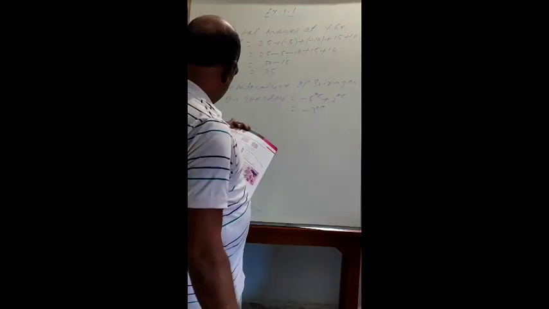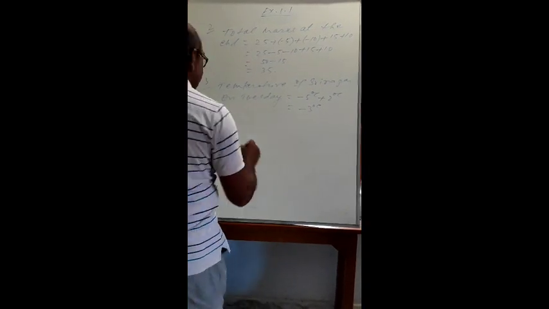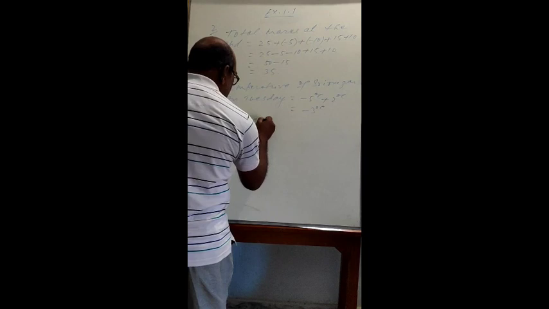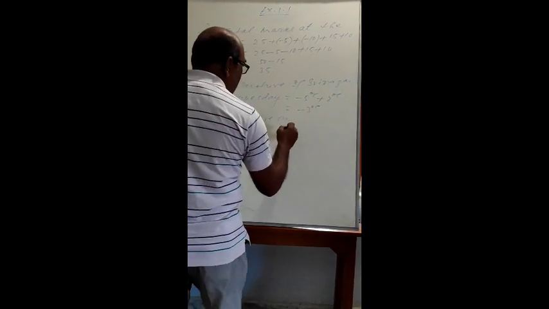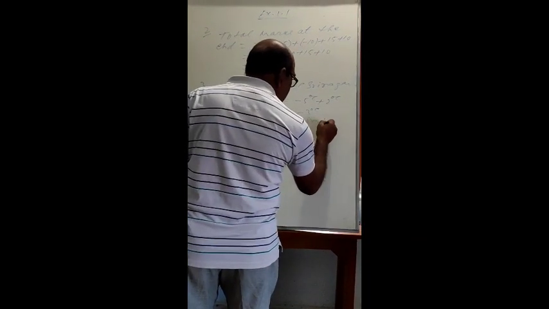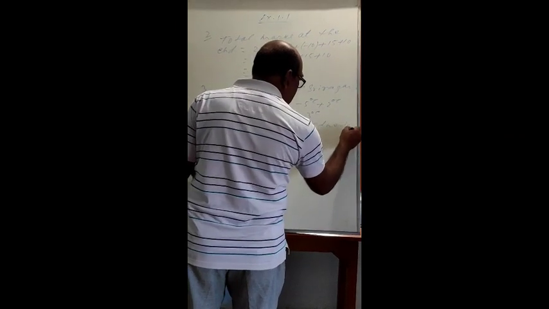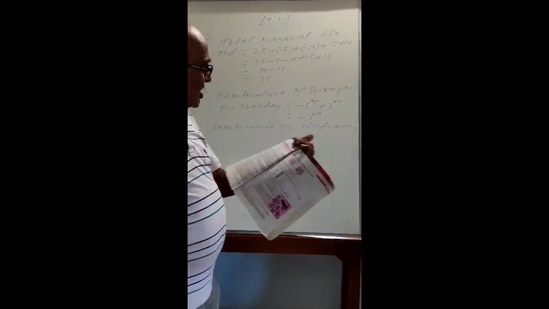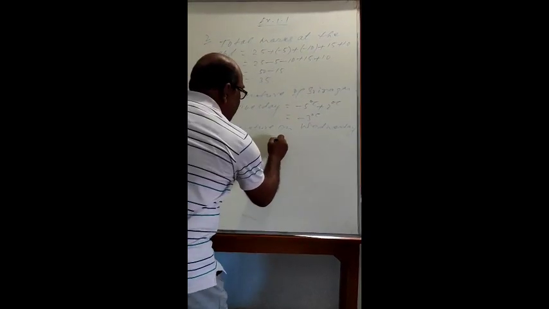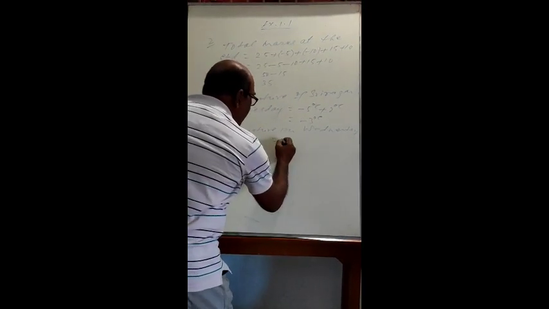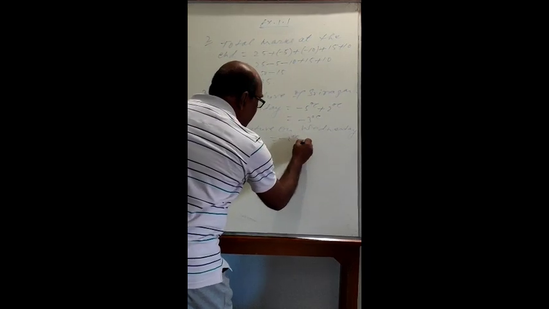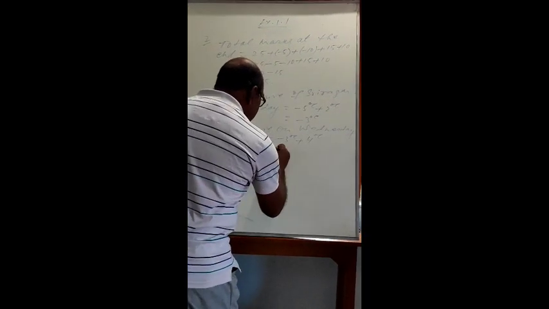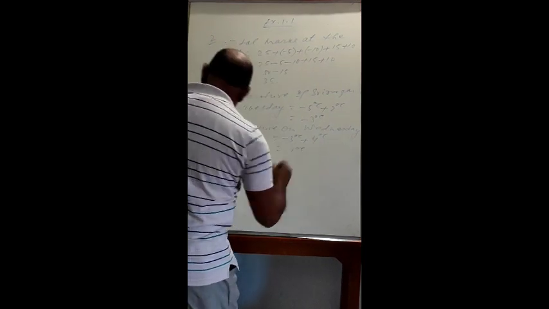And in the second part, the temperature on Wednesday. On Wednesday, it rose by 4 degrees Celsius, and therefore the required temperature on Wednesday will be minus 3 degrees Celsius plus 4 degrees Celsius. This is equal to 1 degree Celsius.